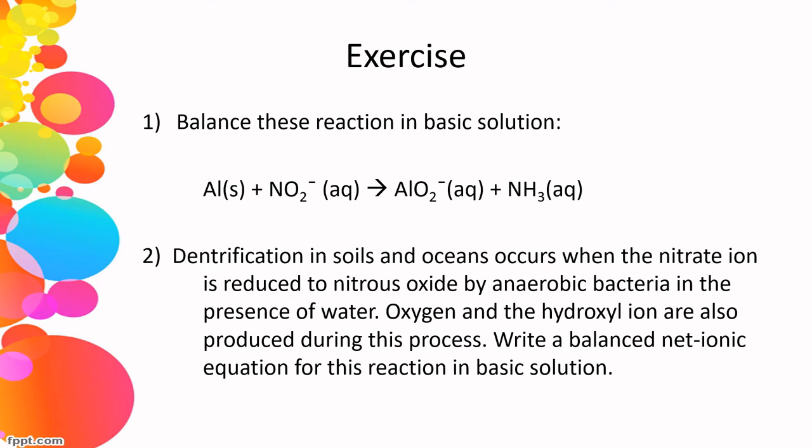For the first one, you need to balance this reaction in basic solution. For question number 1, the equation has been given to you. All you need to do is just follow the steps that have been explained before. But for question number 2, you need to identify which ions are represented by the chemical equation. After you figure out what the reactants and ions involved are, you can write a balanced net ionic equation for this reaction in basic solution.